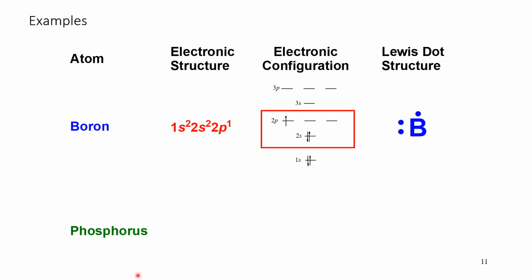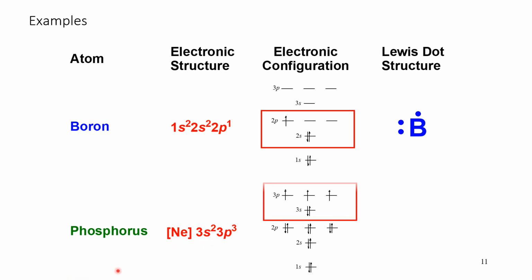With phosphorus, belonging to group 15, we have 3s2, 3p3 as the valence electrons. If you notice in this illustration, 3 is the highest principal energy level. And so to represent those 5 electrons, we have the phosphorus symbol surrounded by those 5 electrons. We say that phosphorus, being in group 15, has 5 valence electrons.